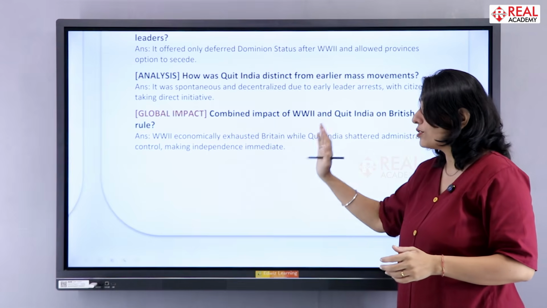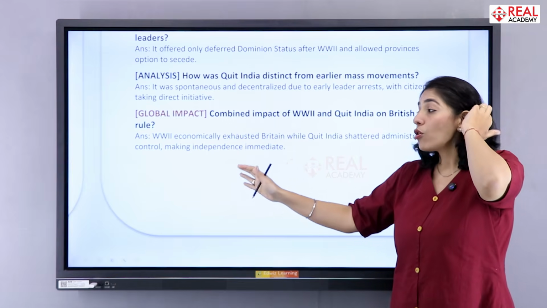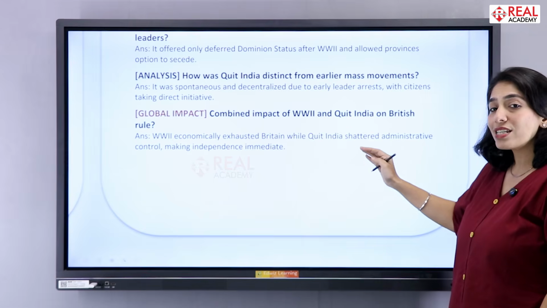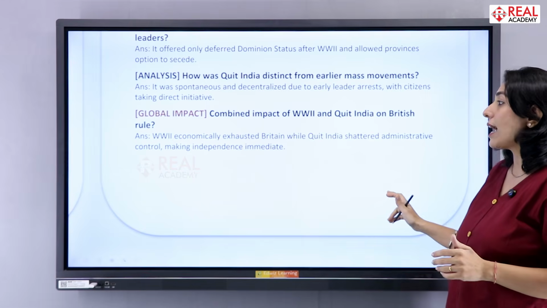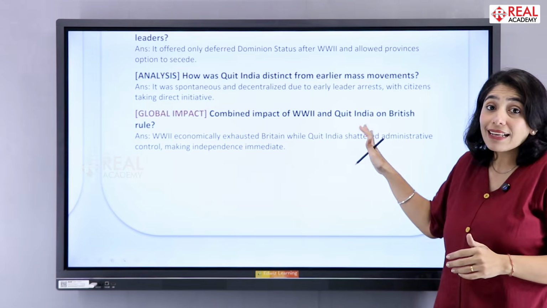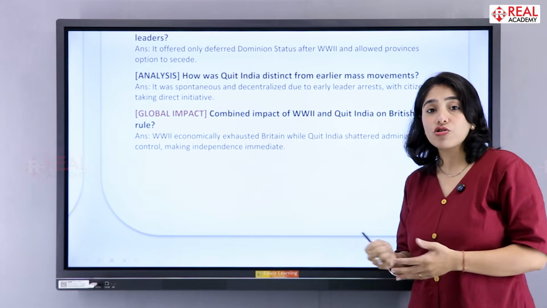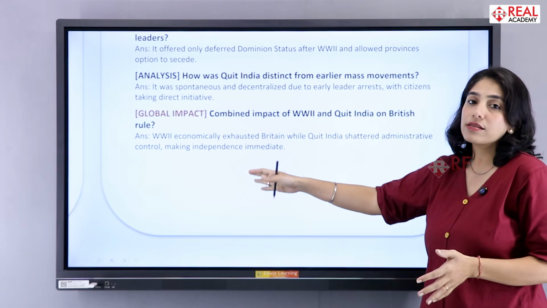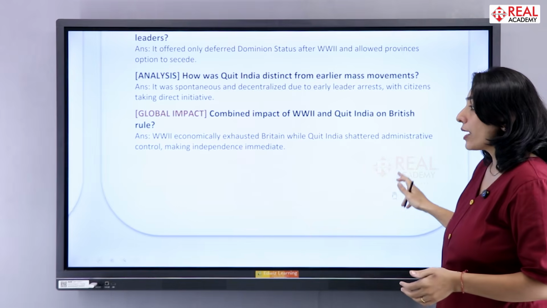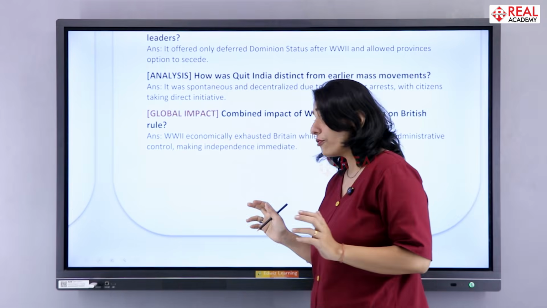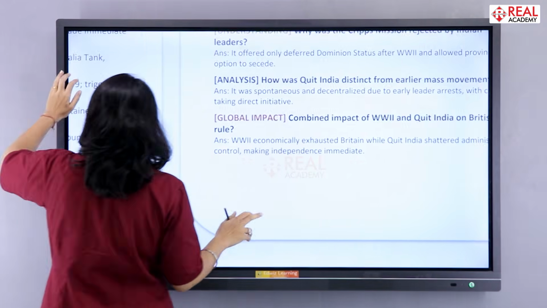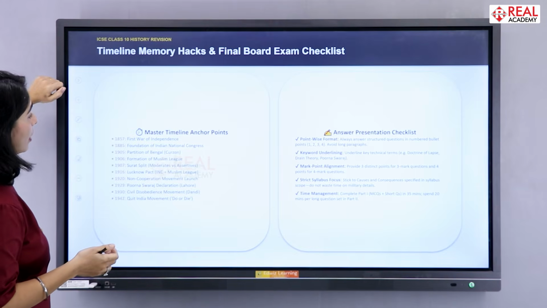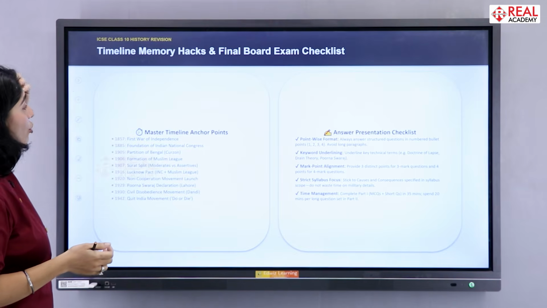What was the impact of these two? All right. So World War II economically exhausted Britain, while Quit India shattered the administrative control. Hence, there was no other option for the British but to make India independent immediately. All right. So this is all for your history as per your chapters.